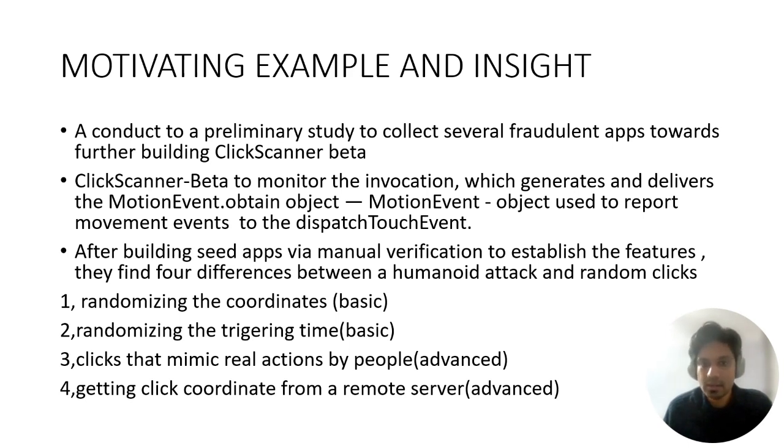To find the differences between the humanoid and random attacks, we use around four distinguishing features. There are two basic ones, where we randomize the coordinates and randomize the triggering time, and two advanced ones, where we try to mimic real actions by people, using the logic real people would use, and also try to get click coordinates from a remote server. The remote server gives you the click coordinates to do the attack.